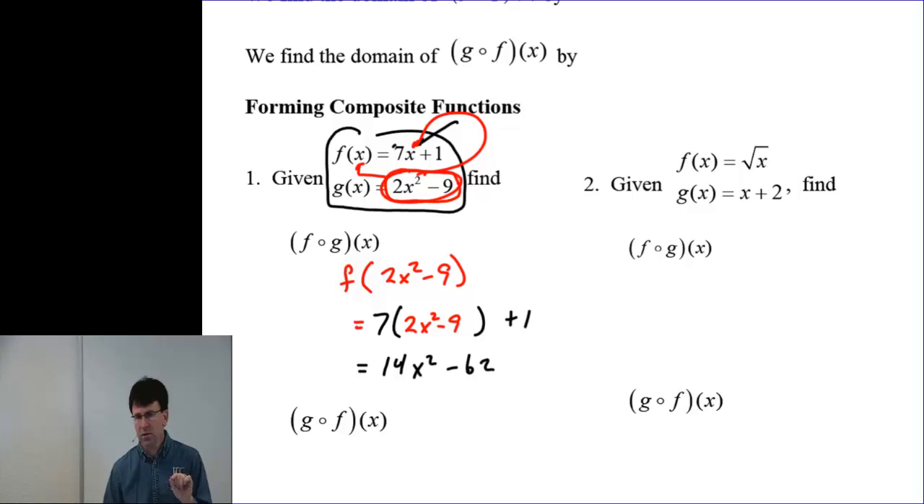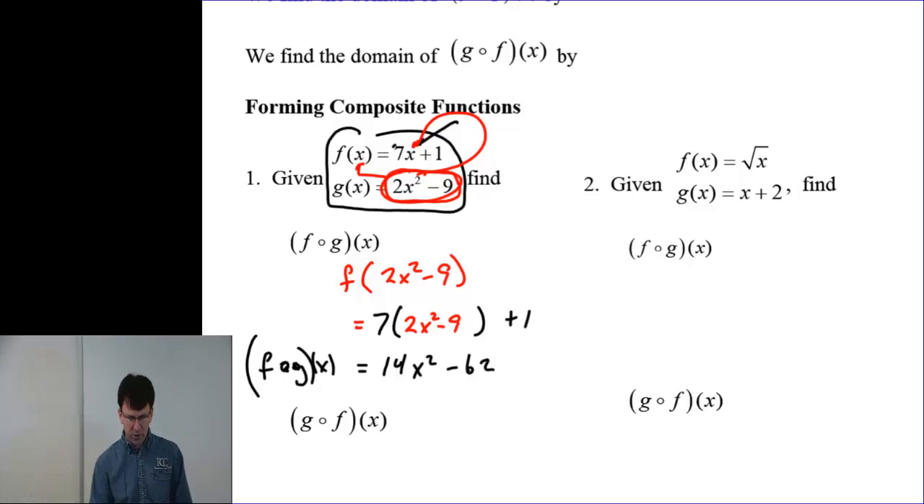Don't try and factor it. It is not supposed to be factored. This is the result. It is not set equal to 0. Do not solve for x. This is F composed with G. I should make that a little bit more visible there. That's the result of F composed with G of X.